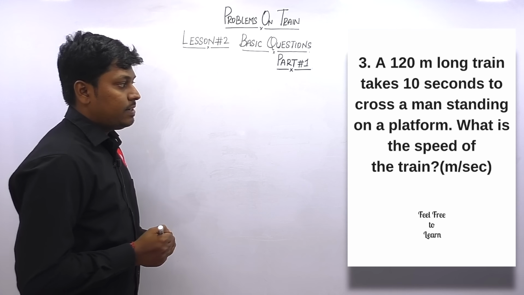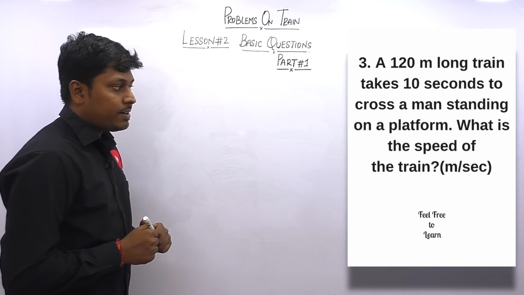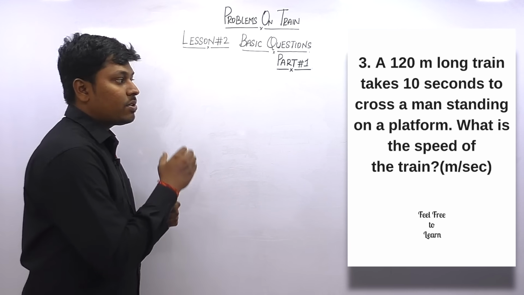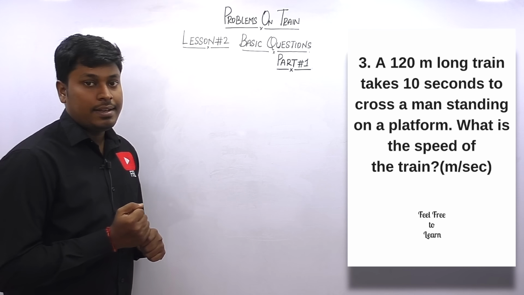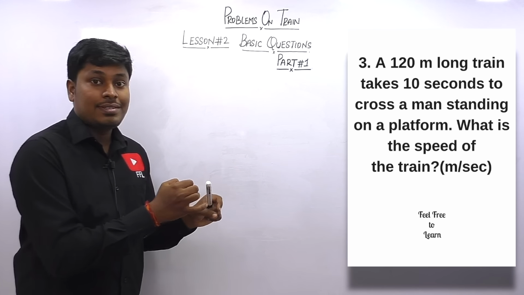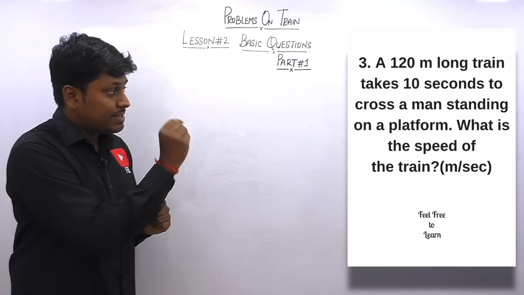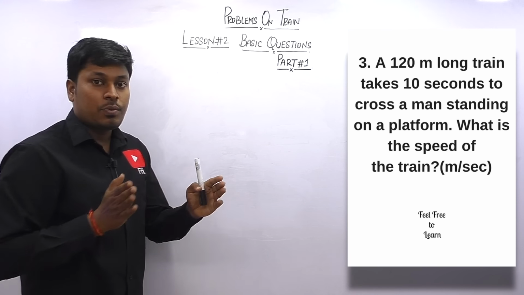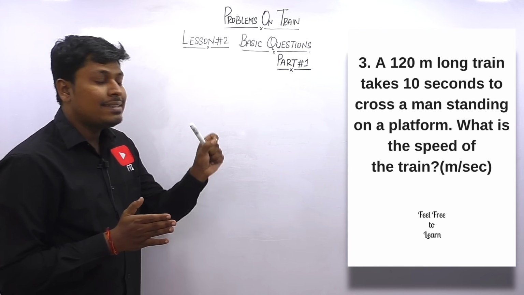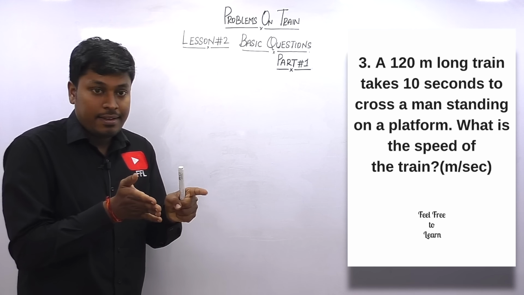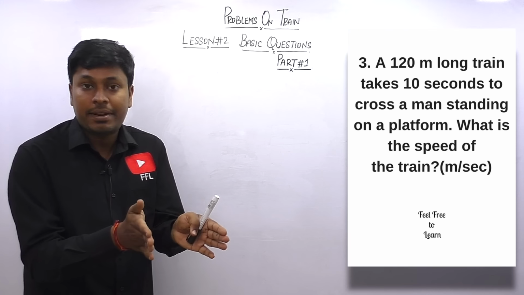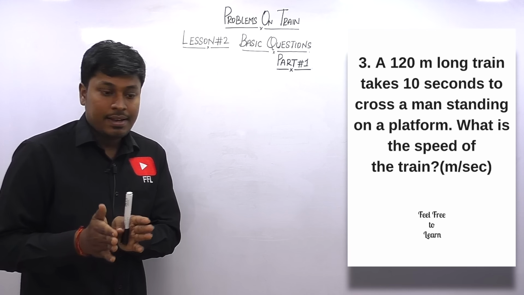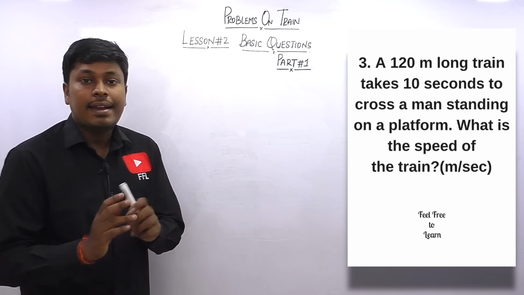Question number 3. A 120 meter long train takes 10 seconds to cross a man standing on a platform. What is the speed of the train? So listen to the words carefully. You should not say a train crossing a platform. Listen to the words. A train length is 120 meter, right? It takes 10 seconds to cross a man, where the man is standing on a platform. They are not talking about a train crossing a platform. They are talking about a train crossing a man, whereas the man is standing on a platform.